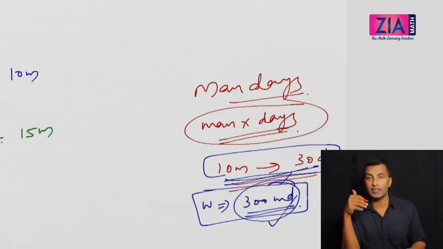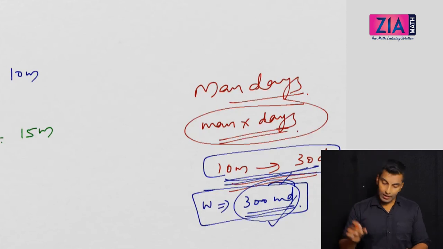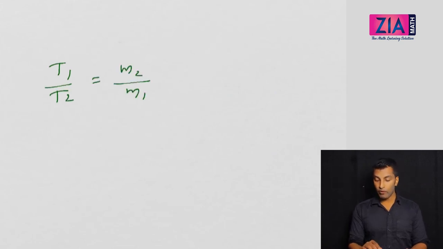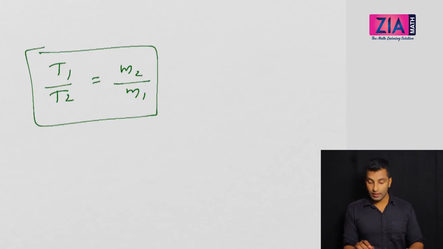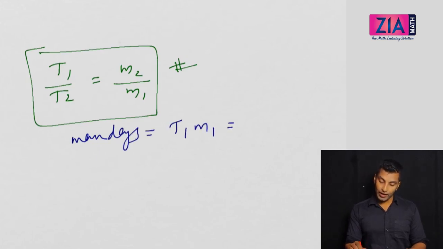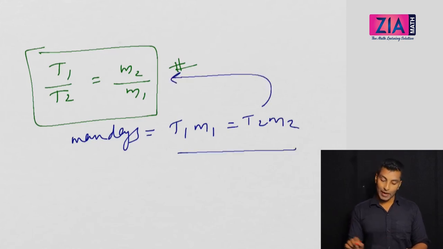So three methods I have discussed for solving this question. One is the traditional method, where the formula will be given as T1 by T2 is equal to M2 by M1. This is what you will see in textbooks. The second method is what we have discussed as man days, that is nothing but T1 M1 equals T2 M2. So basically this is what you applied here to get the formula, but this is not required. That's why I told you formulas are not required.